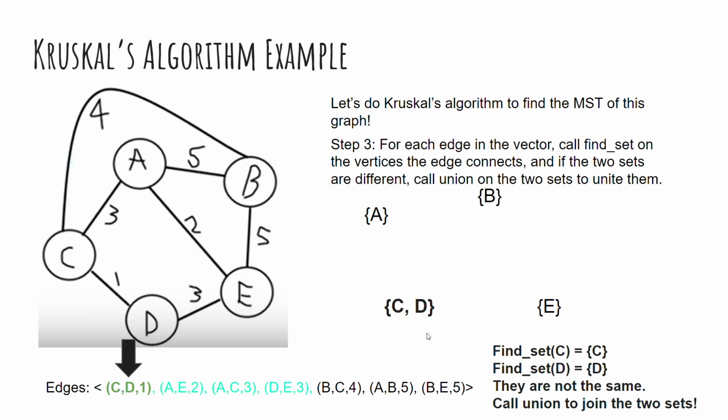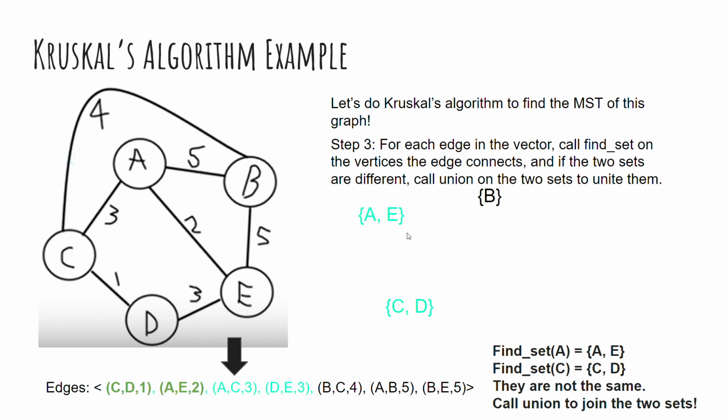And so when we call union, we get that these two now become one big cluster of two vertices. Alright, so let's move to the next edge now. So the next edge is from A to E, which is of length 2, and we basically find set of A, which is just A, and find set of E gives us just E again. And as they are not the same, we'll call union on these two sets, and so we get another cluster AE.